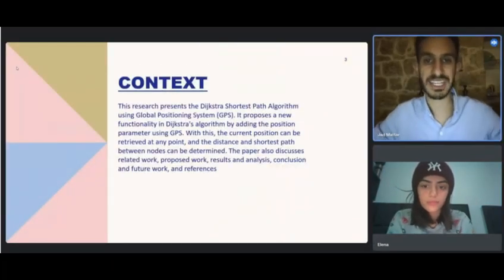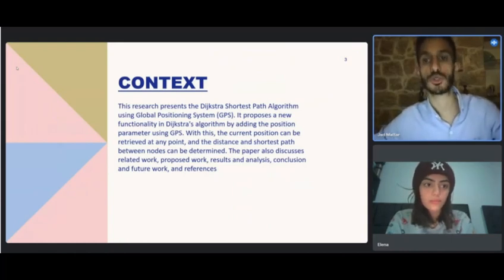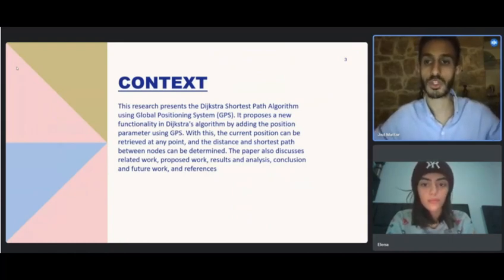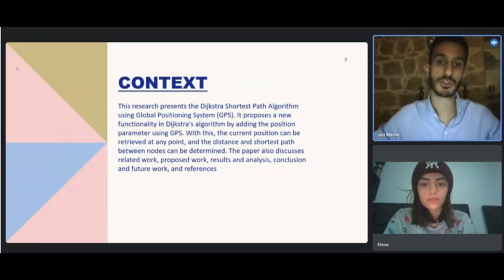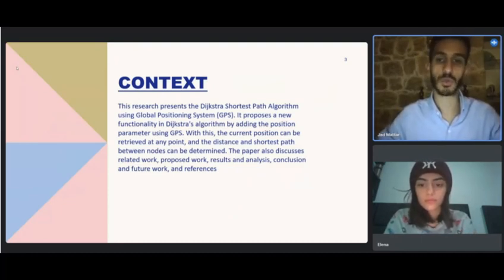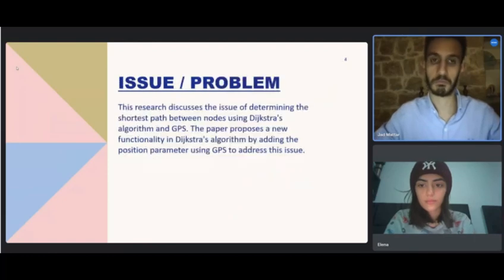So this research presents Dijkstra's shortest path algorithm, in which we add the position parameter using the Global Positioning System. The current position can be retrieved at any point, and this paper also discusses the related work, proposed work, results and analysis, conclusion, future works, and the references at the end.